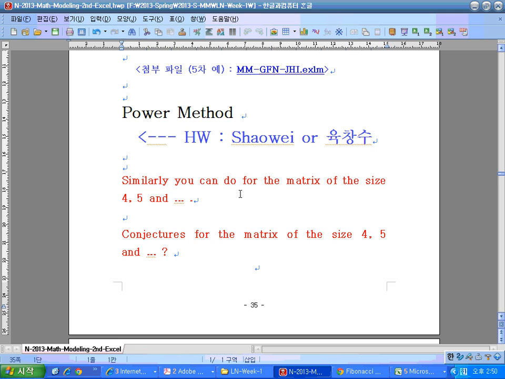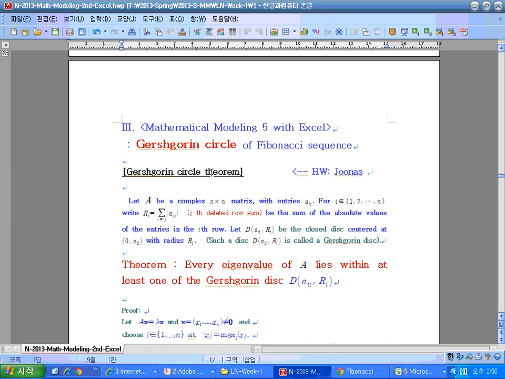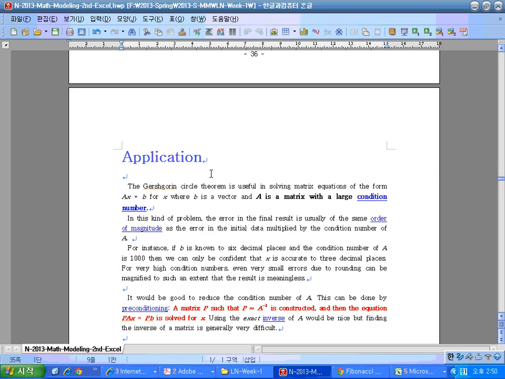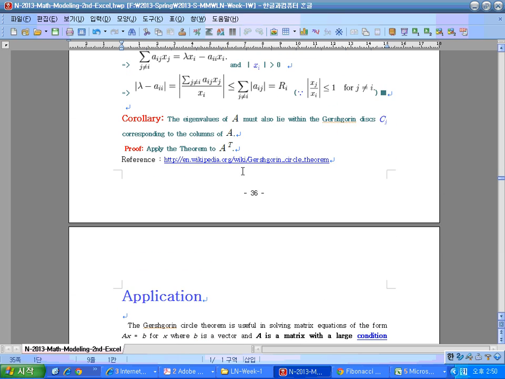So maybe some of you may study and then upload your notes. Then after revision, I will give you the chance to explain what it is. Okay, and the Gershgorin theorem, etc. I think time's up, so I will finish today's class here. Any questions?